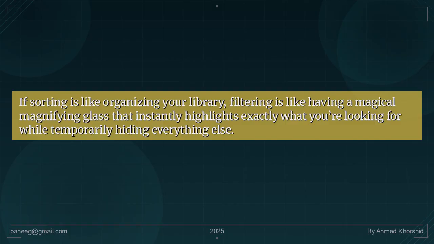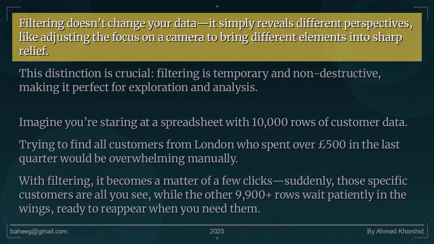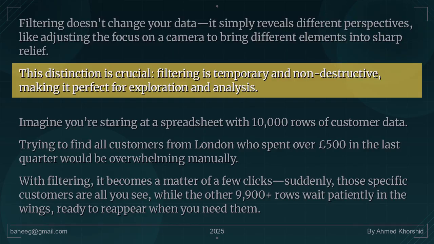If sorting is like organizing your library, filtering is like having a magical magnifying glass that instantly highlights exactly what you're looking for while temporarily hiding everything else. Filtering doesn't change your data, it simply reveals different perspectives, like adjusting the focus on a camera to bring different elements into sharp relief. This distinction is crucial. Filtering is temporary and non-destructive, making it perfect for exploration and analysis.